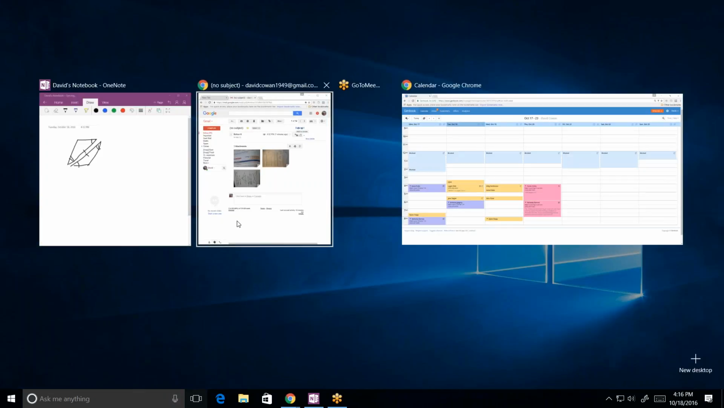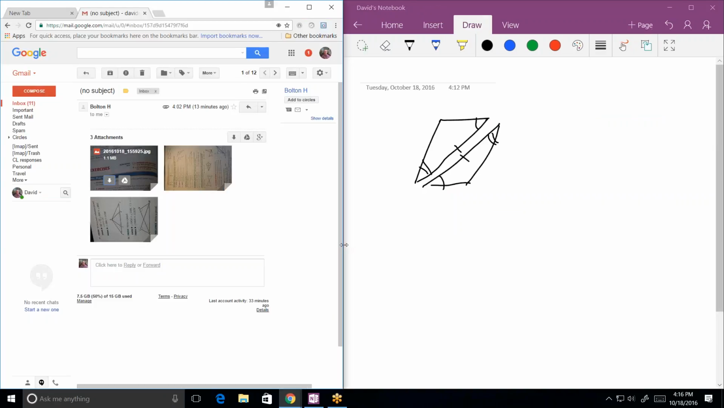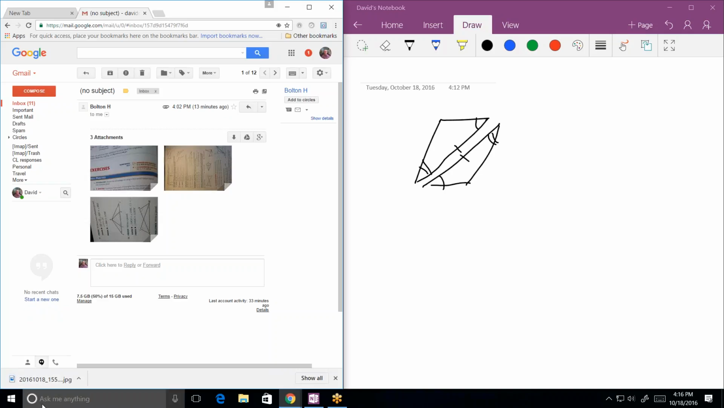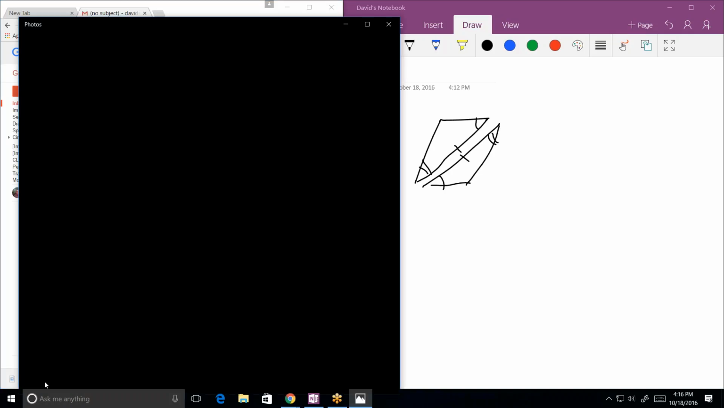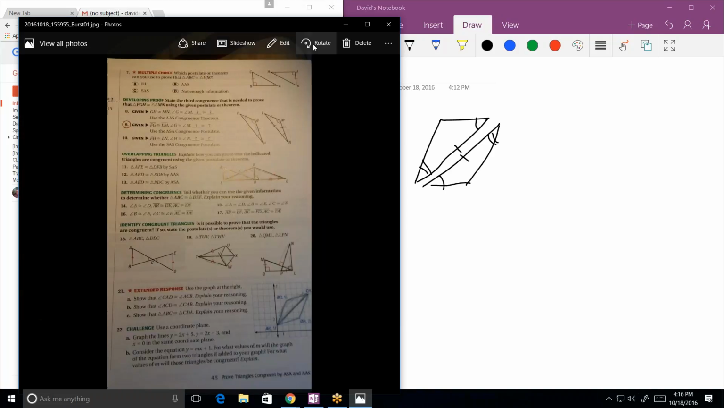Let me pull up another one here. Which one next? The upper right or the lower left? The upper right. Okay. I don't know why that happened with it. Doesn't matter. I can rotate it easy enough.